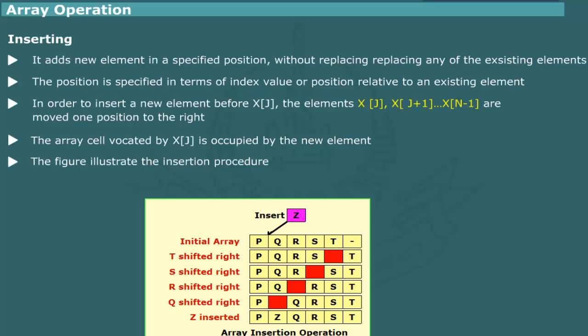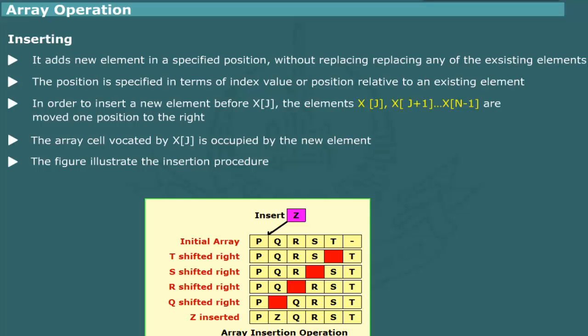Let us consider an example to demonstrate the insertion process. The array shown contains letters P, Q, R, S, T initially. In order to insert an element Z before the element R, the elements R, S, and T that occur after R are moved one position to the right. The space created due to shifting of R and other elements is filled with the new element Z.